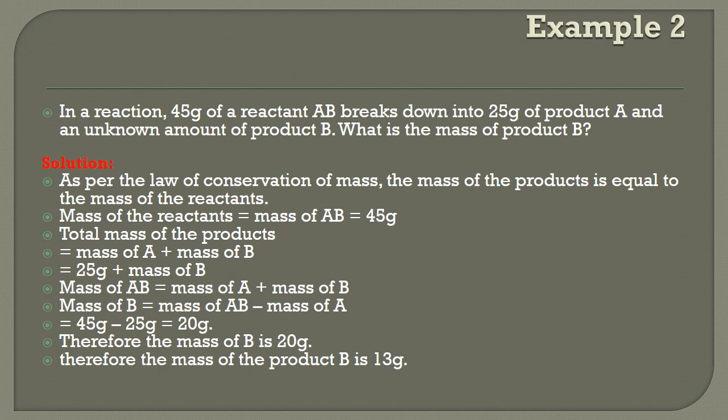Then mass of B is equal to mass of AB minus mass of A. That is 45 gram minus 25 gram, which comes to 20 gram. Therefore, the mass of B is 20 gram.